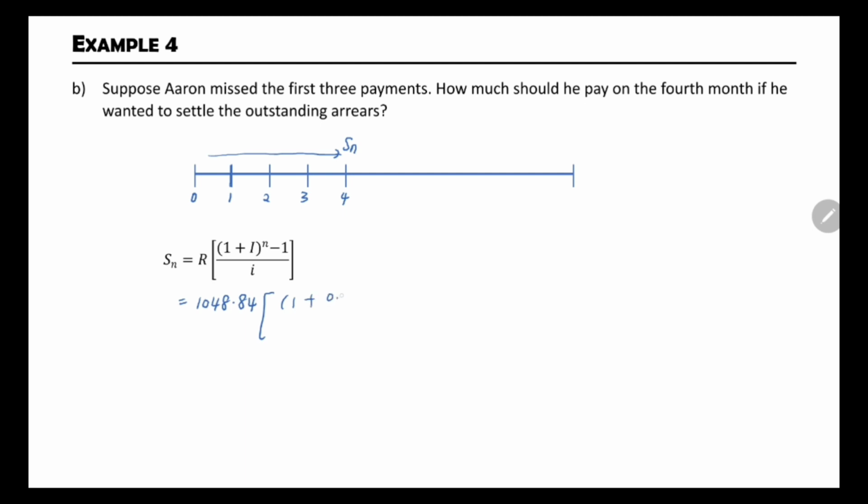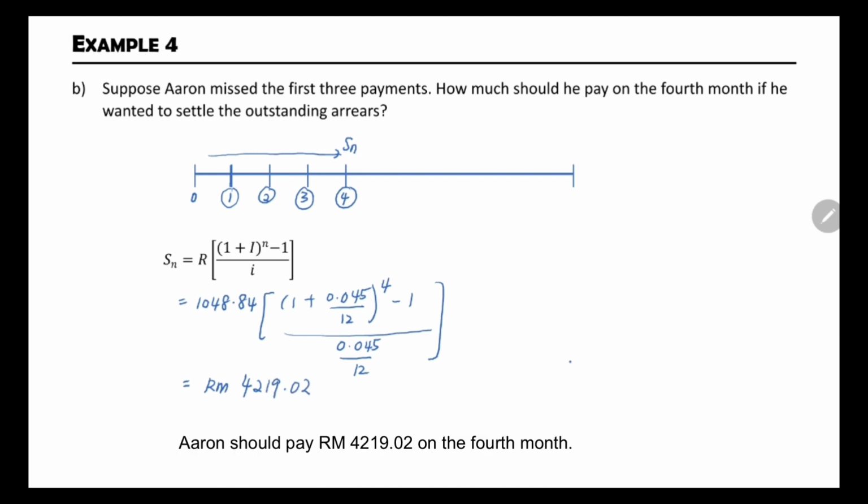1 plus I 0.045 divided by 12, and N is 4, 4th payment, minus 1 over 0.045 divided by 12 equal to RM4,219 ringgit and 2 cents. So Aaron should pay RM4,219 ringgit with 2 cents on the 4th month.